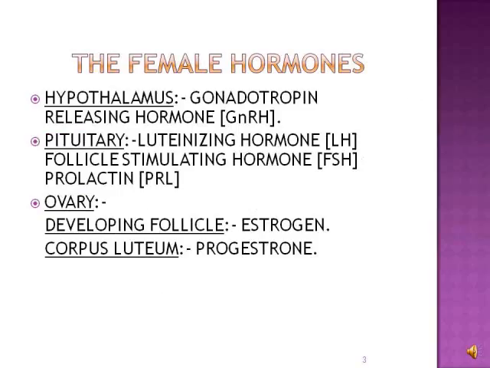The female hormones are gonadotropin-releasing hormone, which is found in the hypothalamus, luteinizing hormone and follicle-stimulating hormone, as well as prolactin, which are found in the pituitary. Normally, the gonadotropin-releasing hormone stimulates the pituitary hormones. In the ovary, specifically the developing follicle, estrogen can be found. The corpus luteum secretes progesterone.